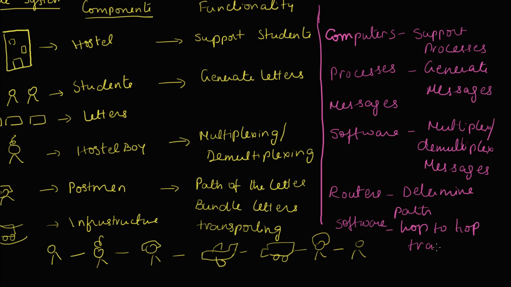Basically, there you decided that you have to go from the post office to the airport or to the train station. So you're deciding where to send the bundle to. So that's hop-to-hop transfer. And this infrastructure translates to hardware and cables, so this is the actual physical transfer of the messages. So this is the translation from the postal system to the computer network system.